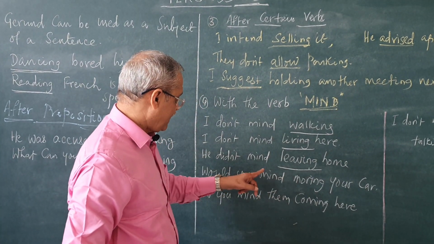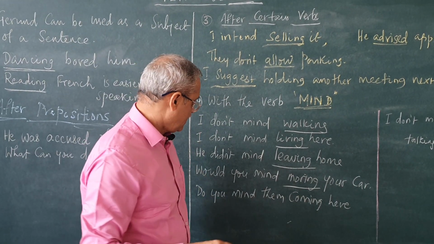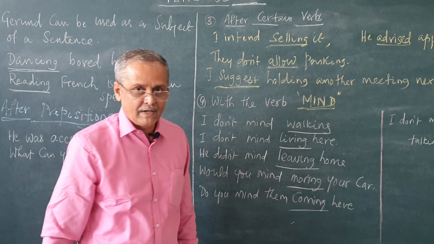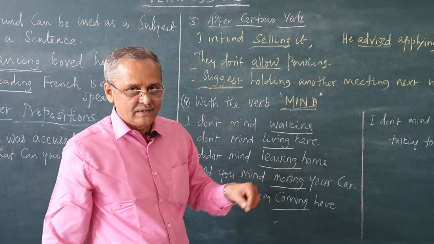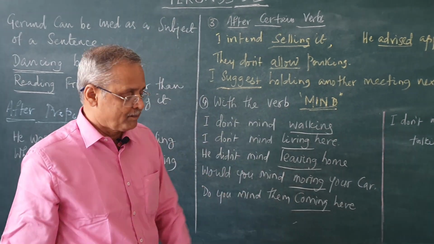Then, would you mind moving your car? Do you mind them coming here? I don't mind you talking to Sita. So, you see, four places.